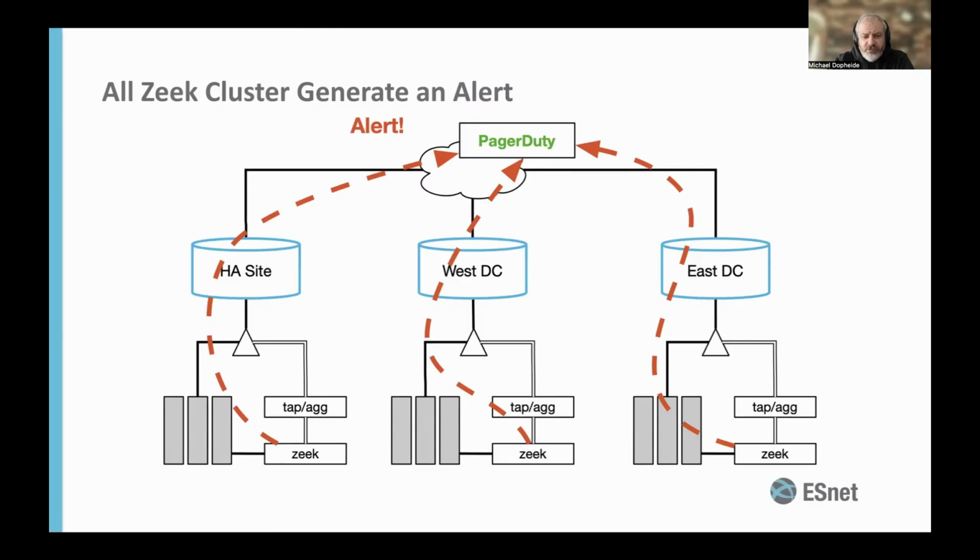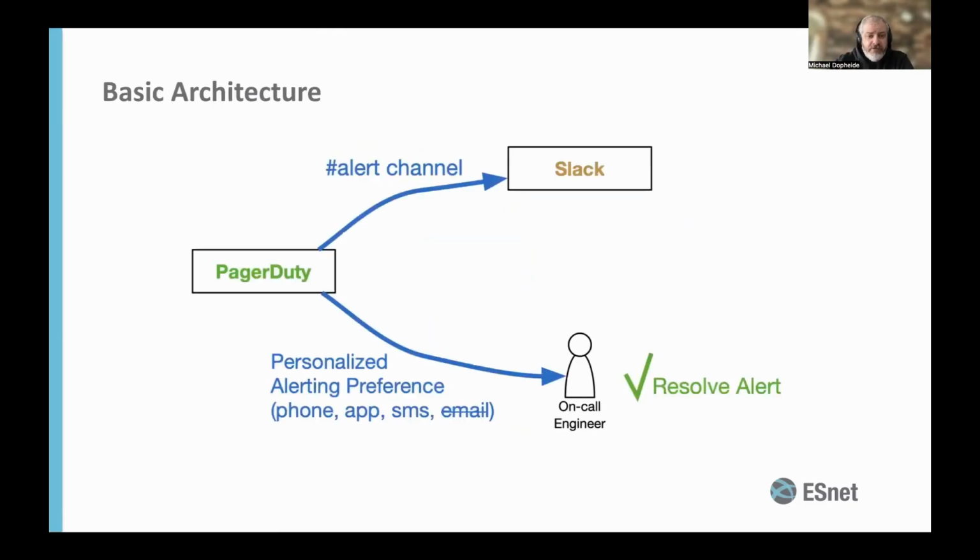This is not an endorsement of PagerDuty, it just happens to be the pager service that we use. From there, that gets sent to a Slack channel that we all monitor. And then separately, through the personalized notification settings of each engineer, the phone, the app, SMS, whatever, anything except email, that is sent to the on-call engineer, and they're able to resolve that during that handoff meeting. There are actually 3 alerts that come in, 1 for each cluster.